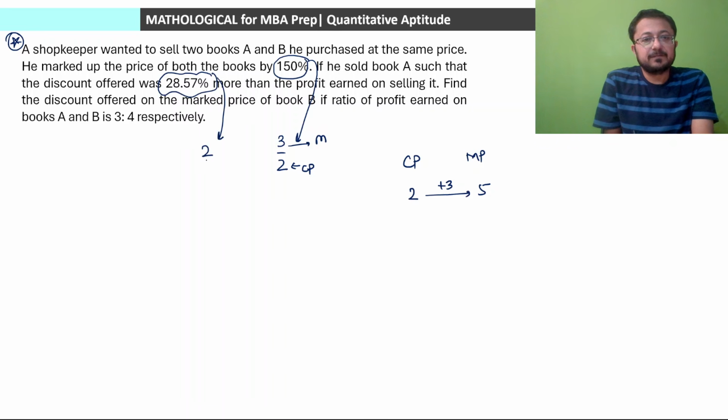28.57% is 2/7. In terms of fraction, this is 2/7. So 2/7 more than the profit. Okay, so if 7 is the profit, then the discount offered will be 2 more than profit. And if profit is 7 units, discount will be 7 plus 2, which is equal to 9. So the ratio of profit and discount will be 7:9.